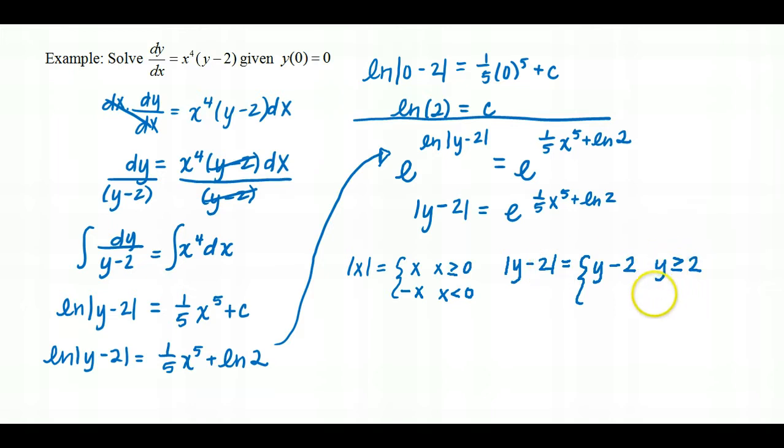It's only when I start plugging in values for y that are less than 2 that I have to start making those values positive no matter what. Well, that's the same as putting a negative in front of the function. Negative y minus 2. Just like over here, we put a negative in front of the x.